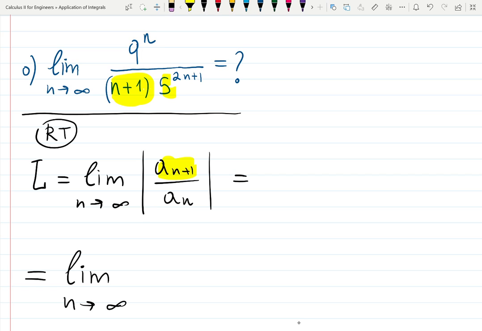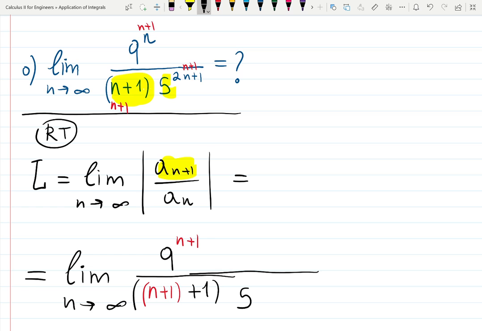I will substitute n plus 1 everywhere I see n. That makes sense. And you have to do it carefully, saving all the operations and parentheses. So we had 9 to the n; now we're going to have 9 to the n plus 1. We had n plus 1; now we're going to have (n plus 1) in parentheses, plus 1. You see, I'm color coding it for you.